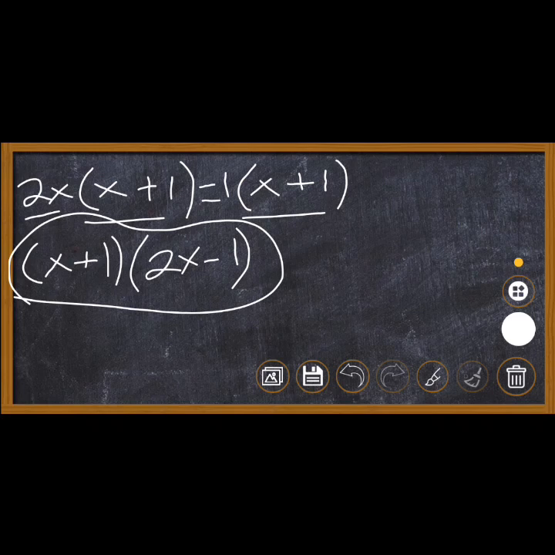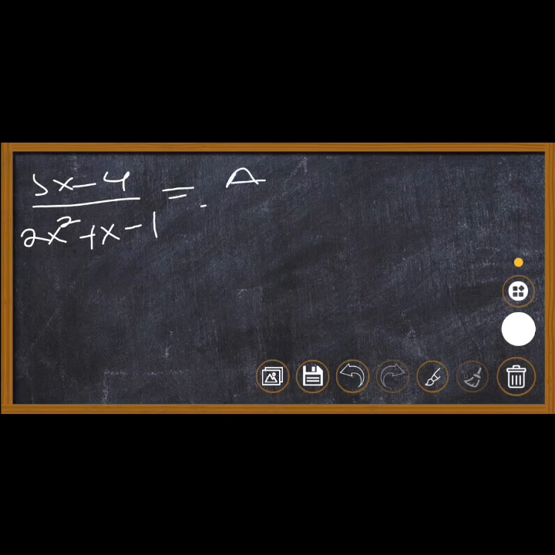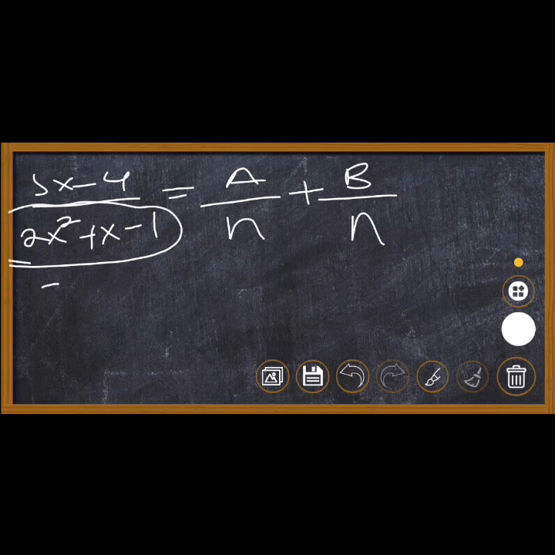Remember, let's just take note of these values. Remember we had a over unknown values and b over known values. So the expression that we had was 5x minus 4 over 2x squared plus x minus 1, equal to a over unknown value which was represented by n plus b over unknown value which was also represented by n. Now, where there is this quadratic equation, we have already found that there is x plus 1 and also 2x minus 1.